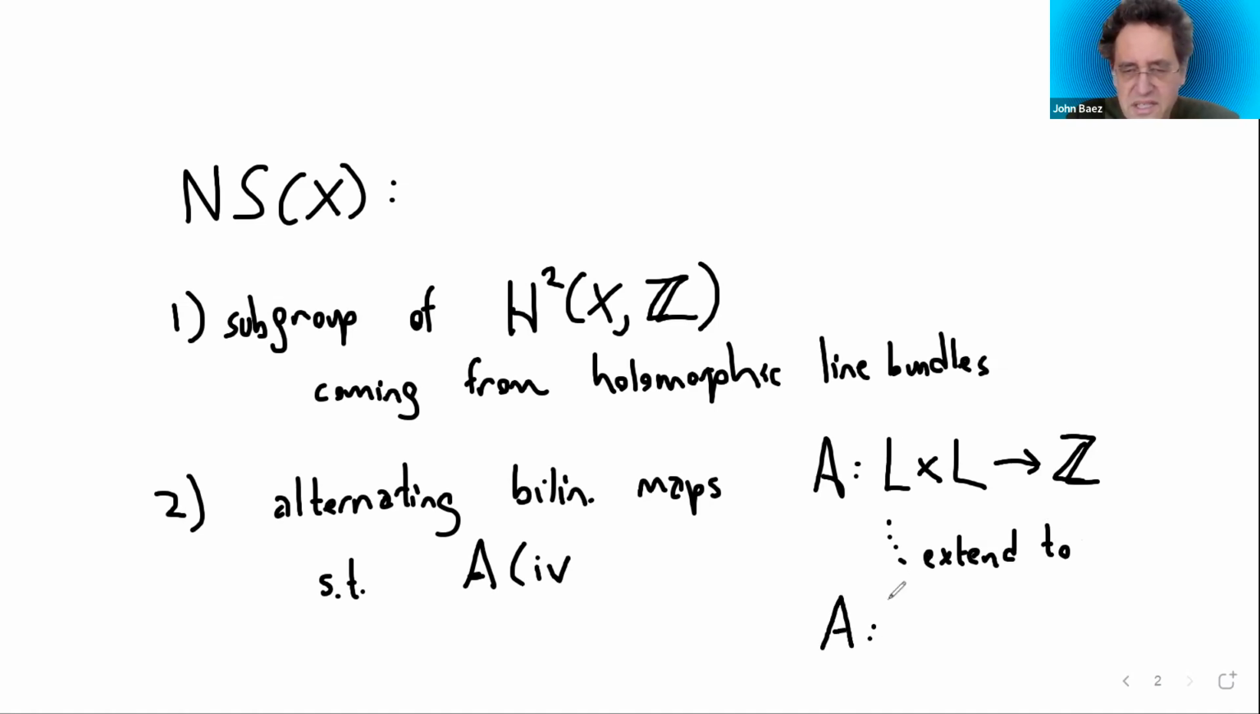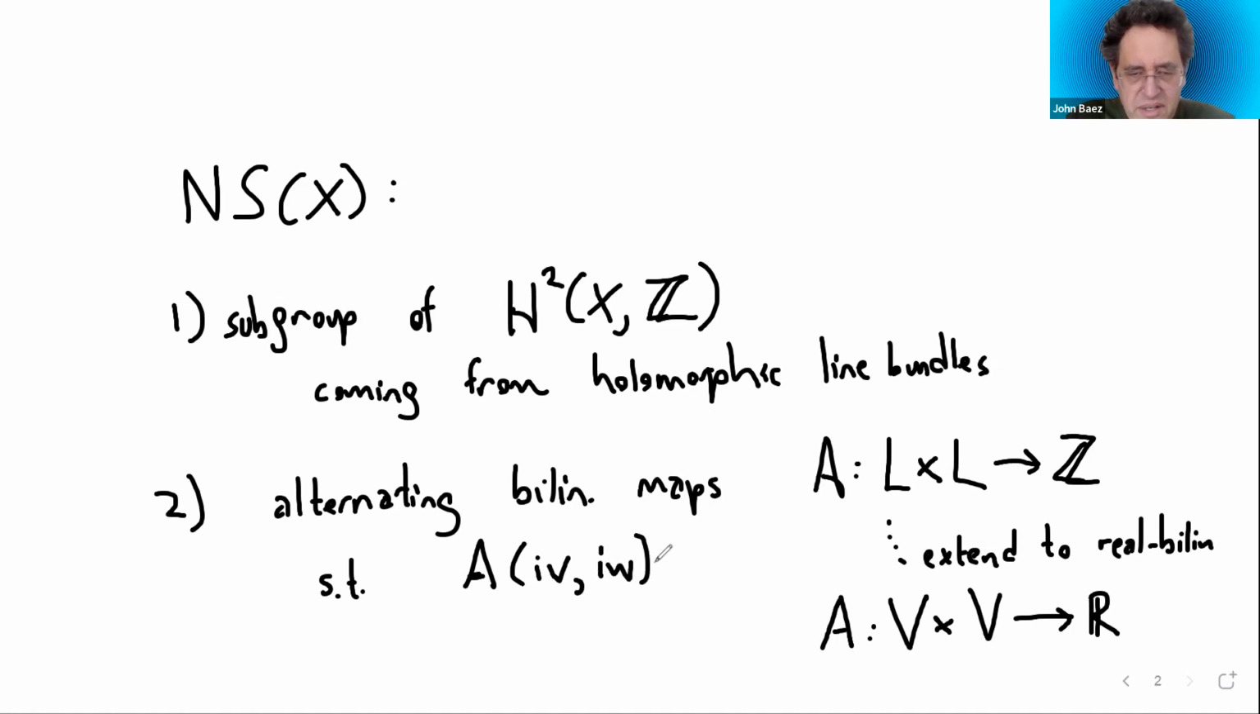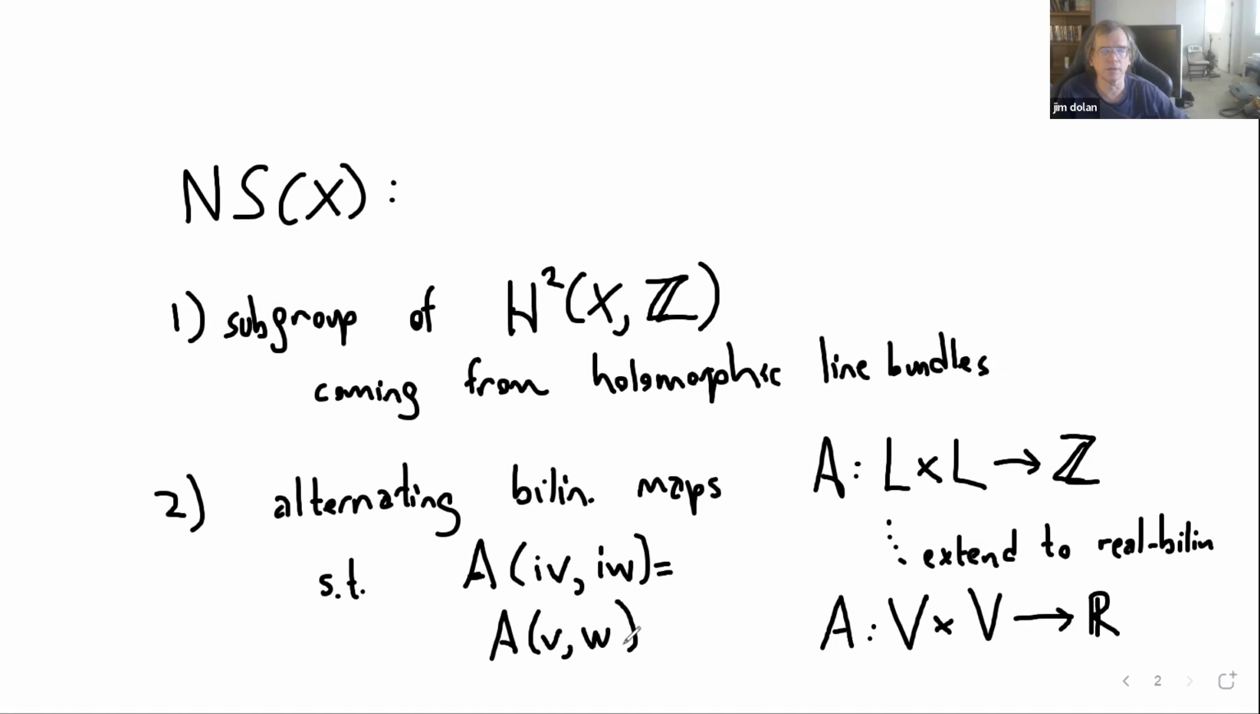So the lattice is sitting inside the vector space, and these extend to real bilinear anti-symmetric maps. I'll still call it A. Then it makes sense to write down this equation that A of iv, iw is A of v, w, because you don't know that v and w are in the lattice. So we need to extend it that way.